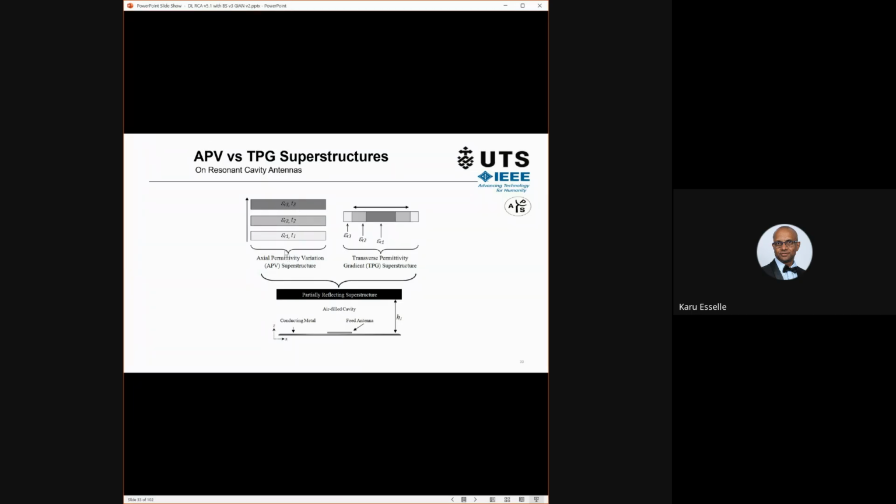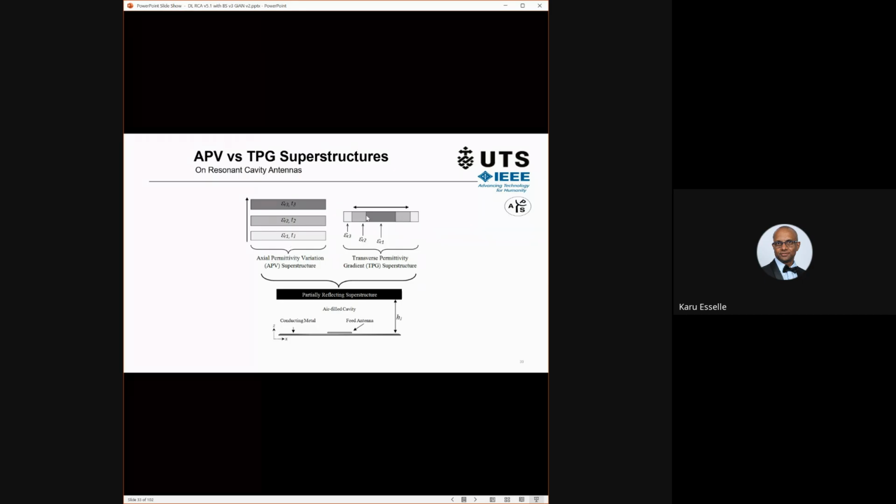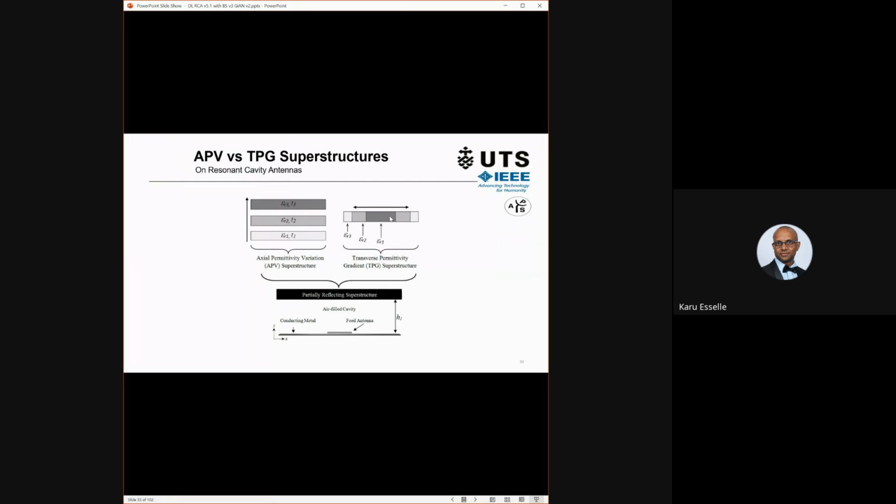Dielectric constant and thickness changes in the axial direction. That means we have axial permittivity variation. In this one, we have transverse permittivity variation. Both of them can be used in resonant cavity antennas. So you may ask which is better, right?